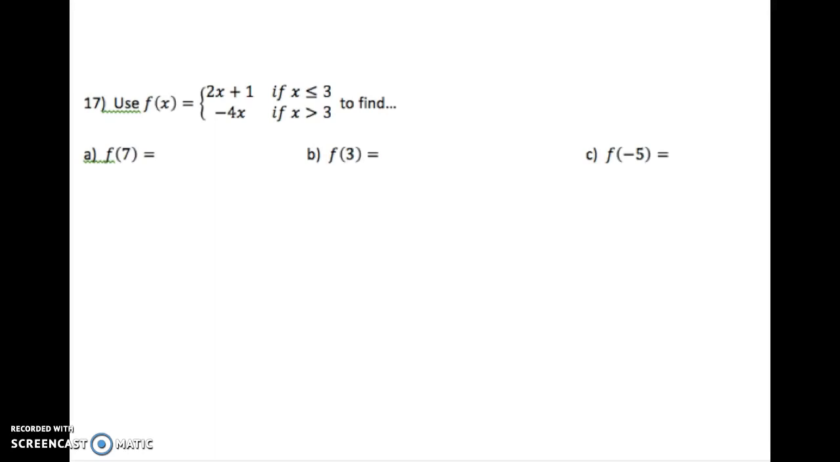Welcome back. We're working on the Algebra 2 Unit 2 test review. We are currently on problems 17 and 18, the piecewise functions. We are going to start with problem number 17, which is evaluating some numbers in the piecewise function.